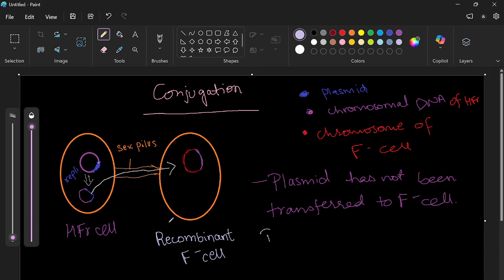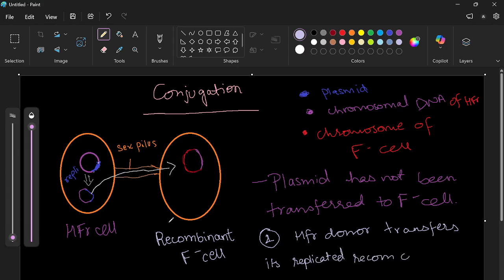So this is the second conjugation method, where an HFR donor transfers its replicated recombinant chromosome to an F minus cell, which will result in the formation of a recombinant F minus cell and not the F plus cell.